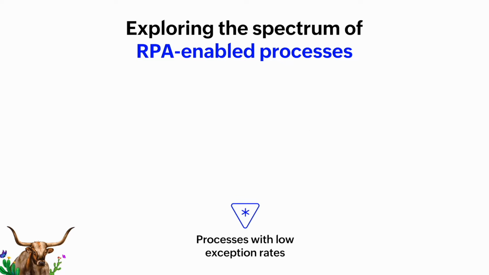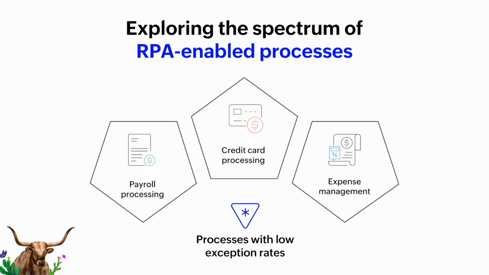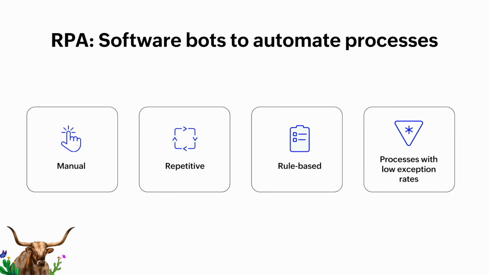And processes that will require low exception rates, where you deal with a lot of numbers in your payroll processing or credit card processing. Even a small zero added or reduced will change the system. So you don't want any manual error there, but where you can bring in automation. So processes that require less error rate. So these are the different processes. It's manual, repetitive, rule-based, and processes with low exception rates that can be automated with RPA.